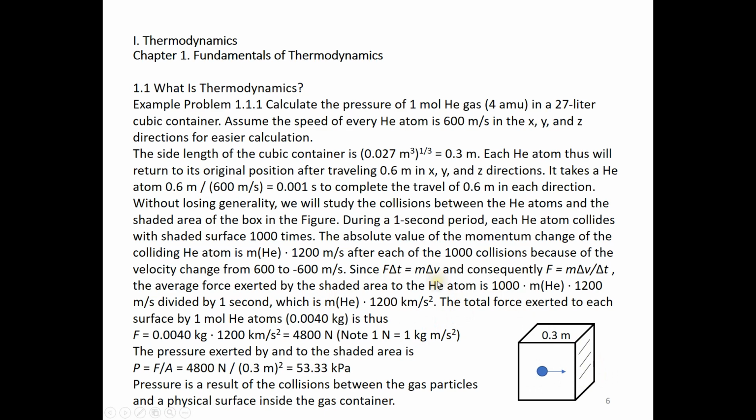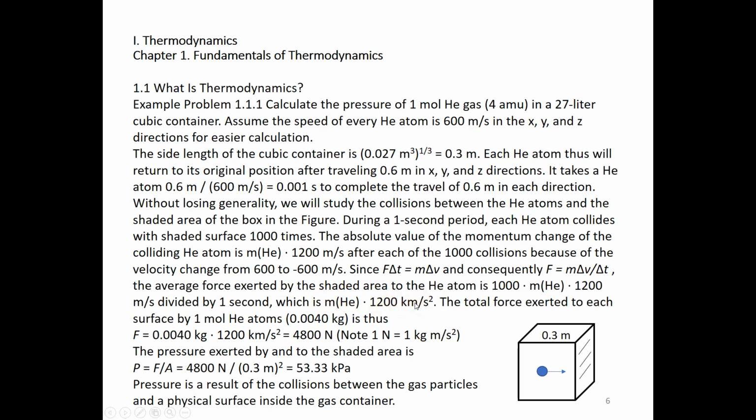Now we can calculate the force using this equation: force times delta t is equal to mass times delta v. This is from Newton's law. We just need to divide m delta v by delta t. Within 1 second, there are 1,000 collisions times mass times the velocity change, and by the way, this is the magnitude of the velocity change, divided by delta t. And then we get this expression: the mass of one helium atom times 1200 meters per second squared.